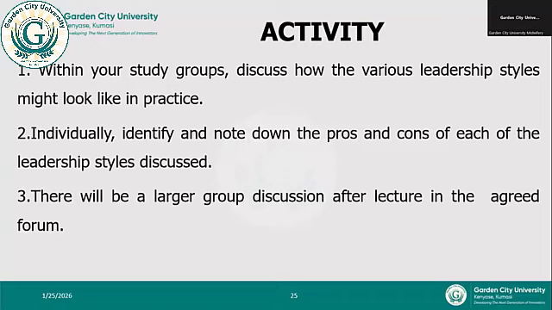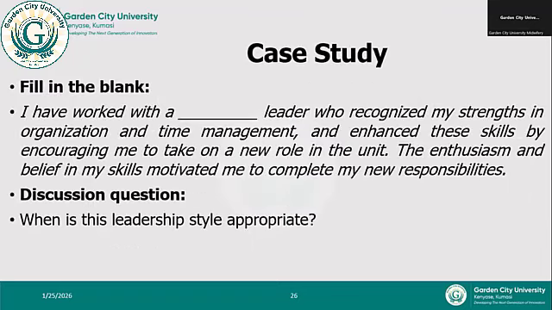So as far as leadership is concerned, I made mention to you that we will be doing this more in a practical way. So I expect you to have a look at this. Within your smaller groups, I want you to discuss how the various leadership styles might look in practice, how they apply within your practical environment. Then you identify and note down the pros and cons of each leadership strategy, because as we go further, we'll recall them along the line, and we'll discuss the details of it during subsequent lectures. So please, I expect that you do this among yourselves and get a better understanding of it.